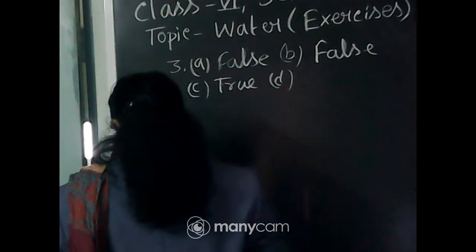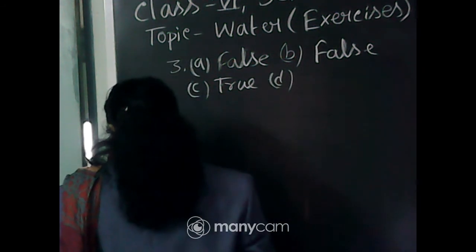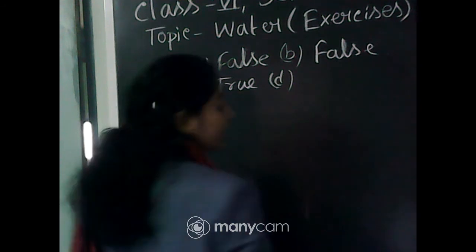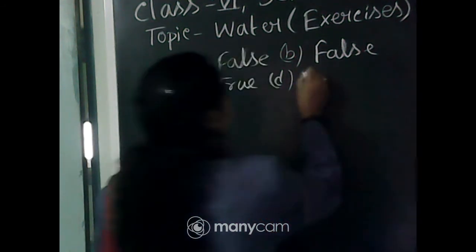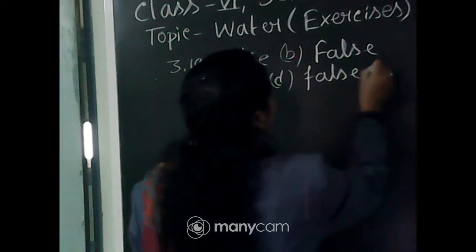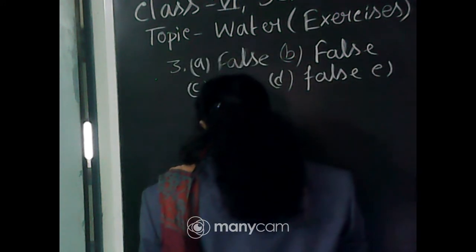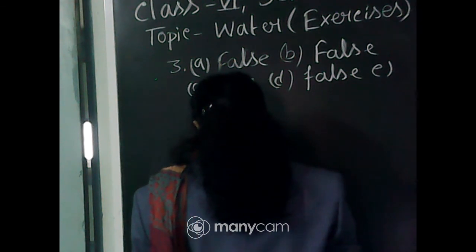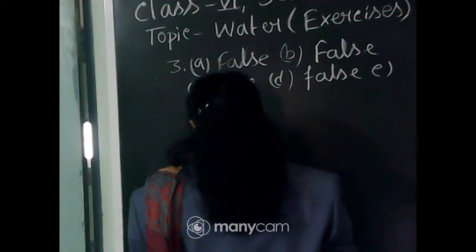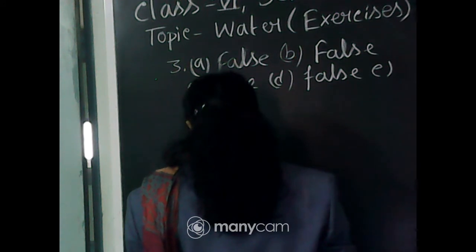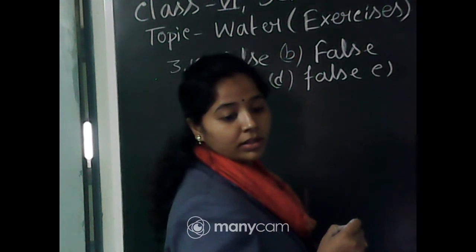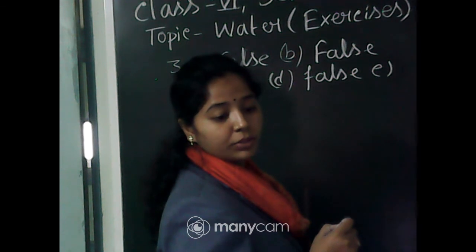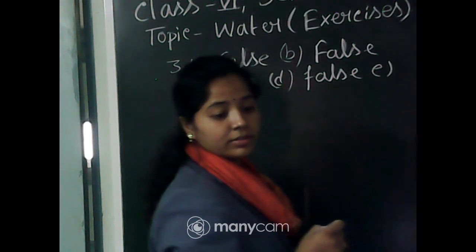Now D number question, that is the evaporation of water takes place only in sunlight. What do you think? This will be false. Very good. Then the last question, that is water vapor condenses to form tiny droplets of water in the upper layer of air when it is cooler. What will be the answer? This will be true or false? Very good, true.